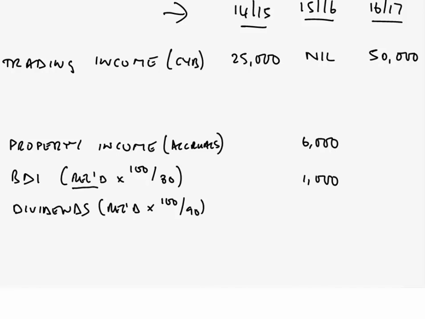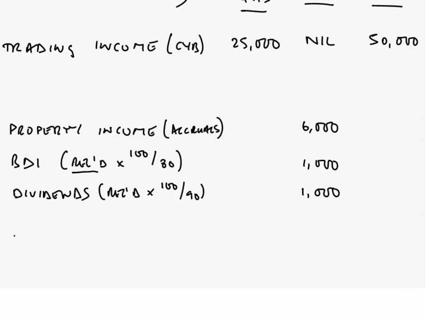Dividends received. Let's say we received 900. So again, times 100 over 90 would give you £1,000. Now, what we know is that when we add together our earned and unearned income, we then get our total income. And here, of course, the total income for the current tax year would be £8,000.